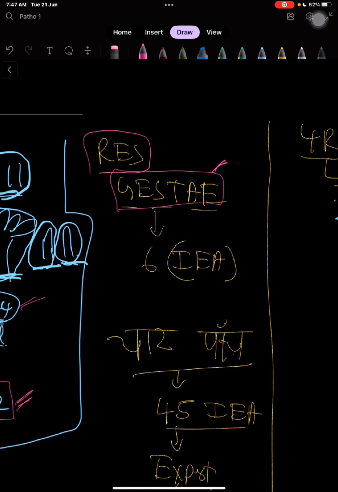Now this is going to be from a witness. If this is coming from a witness, this would be evidence, right? So it is section 6 of the Indian Evidence Act. How will you remember that? Gestae is how many letters? 1, 2, 3, 4, 5, 6. So res gestae is section 6 of the Indian Evidence Act.